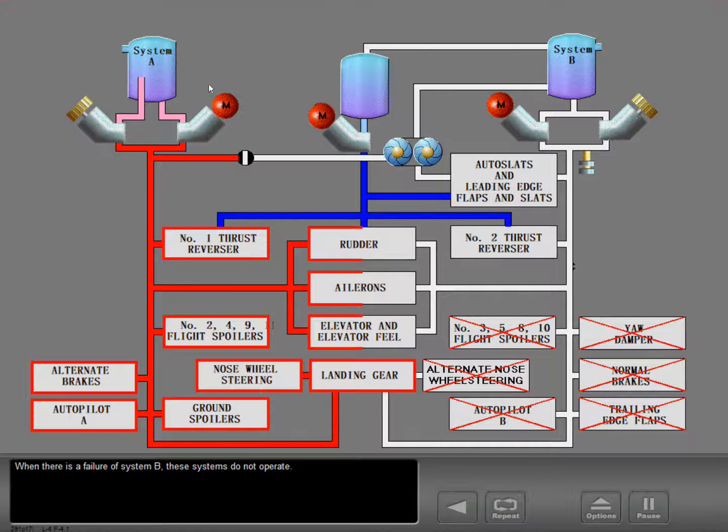When there is a failure of System B, these systems do not operate. The rudder, ailerons, elevator, and elevator field continue to operate because System A supplies pressure to these units. Half of the flight spoilers do not operate. System A supplies hydraulic pressure to the remaining units.